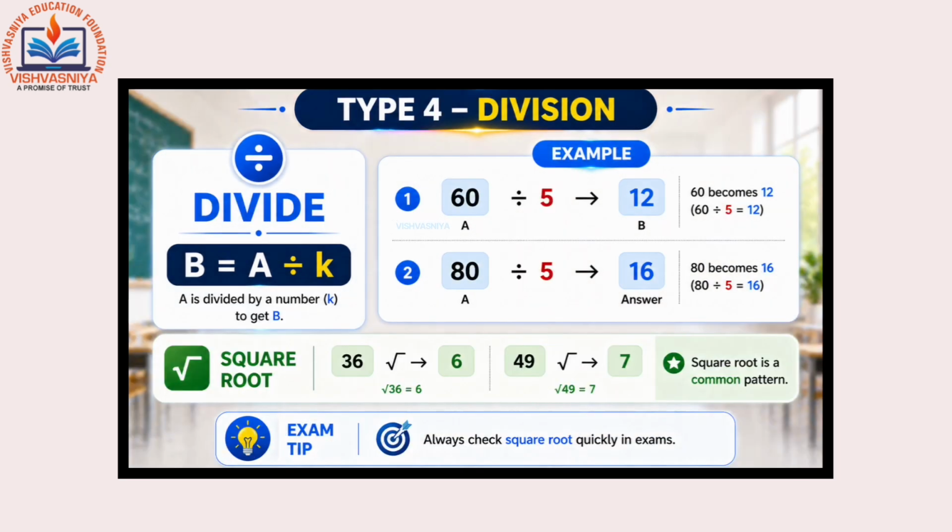Next is division analogy. Here, A is divided by a number to get B. For example, 60 becomes 12 by dividing by 5. Also, very important, square root is a common pattern. For example, square root of 36 is 6, so square root of 49 will be 7. Always check square root quickly in exams.